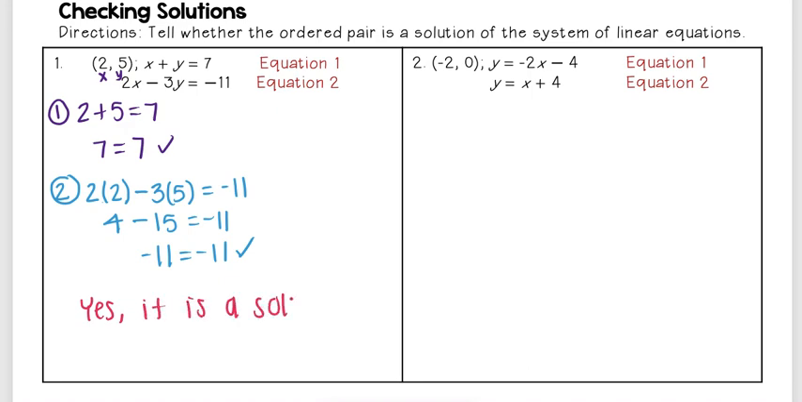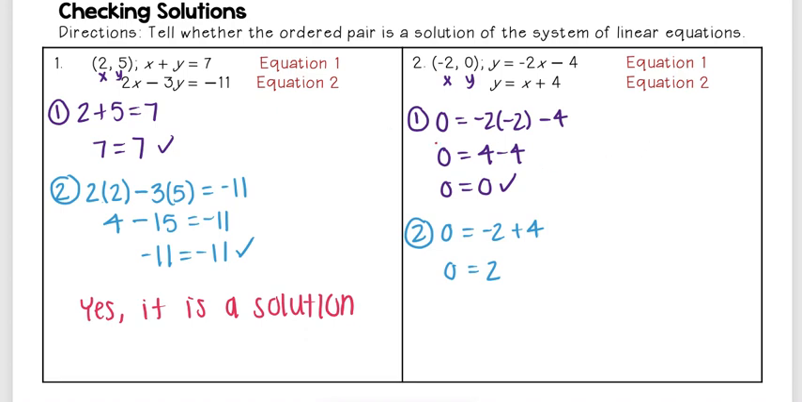So I know this point is a solution because it satisfied both equations. Okay, go ahead and pause the video. I want you to try doing number 2. And again, remember that your first coordinate is x, your second coordinate is y.